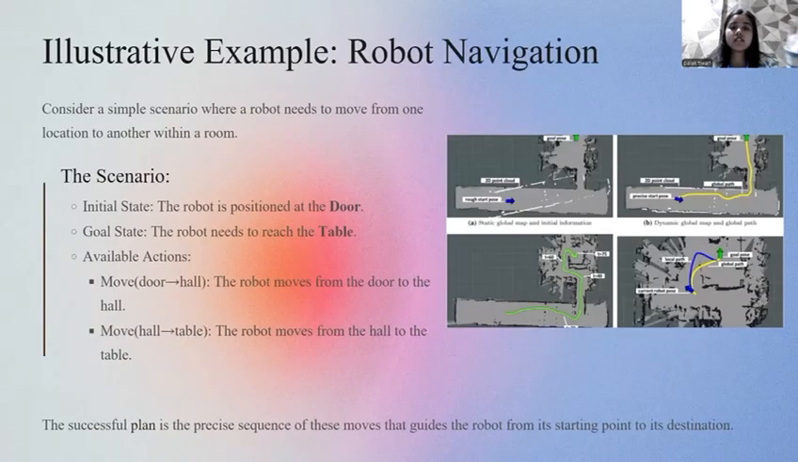Now, here is an example of robot navigation. Consider a simple scenario where a robot needs to move from one location to another within a room. So, the initial state: the robot is positioned at the door. The robot needs to reach the table, which will become its goal state. The available actions can be to move from the door to the hall. The robot moves from the door to the hall, and then another move can be hall to the table. The robot moves from the hall to the table. The successful plan is the precise sequence of these moves that guides the robot from its starting point to its destination.